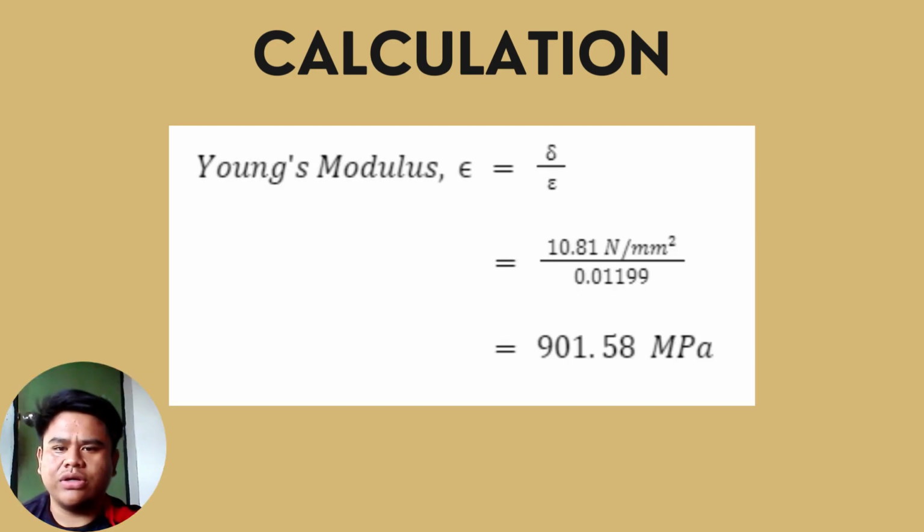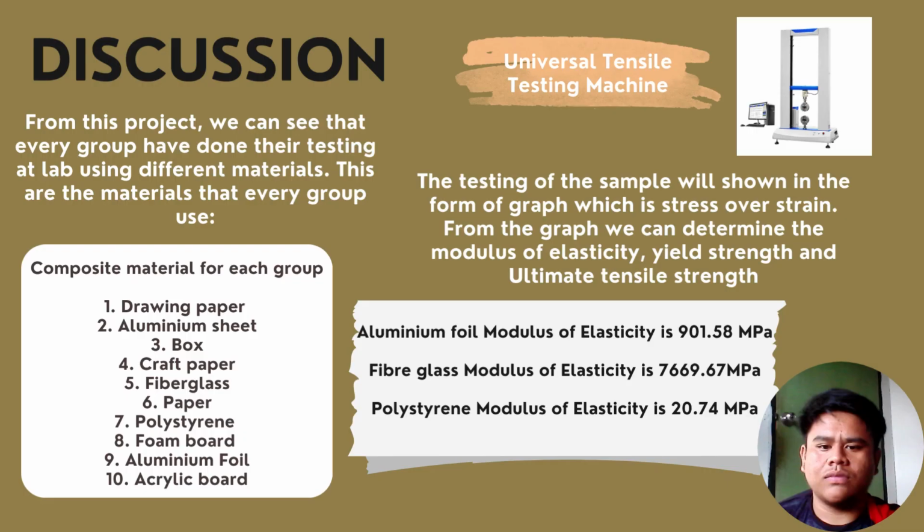Okay, next we will calculate the Young modulus using this formula, that is stress over strain. So the stress we got is 10.81 Newton per millimeter square, divided by the strain, which is 0.01199. So we got 901.58 megapascal. So this is our Young modulus for aluminum foil. Okay, next we move to the discussion.